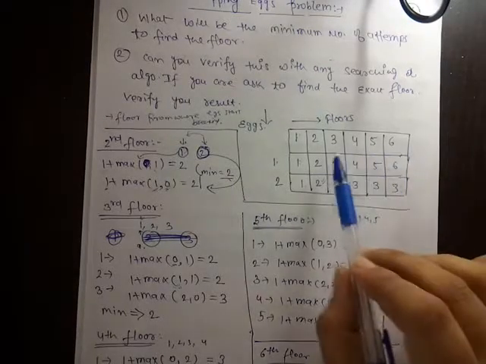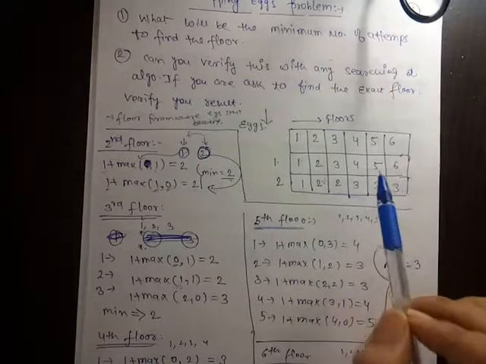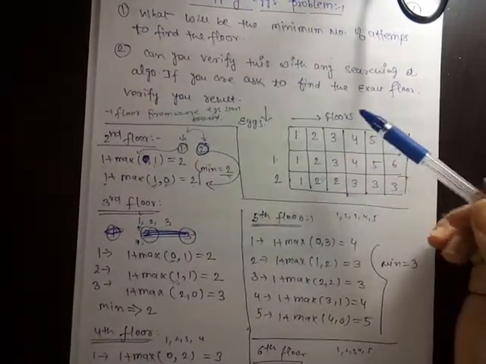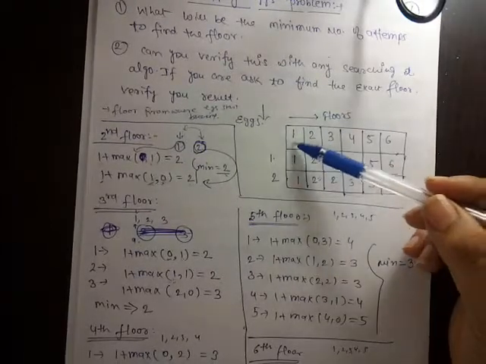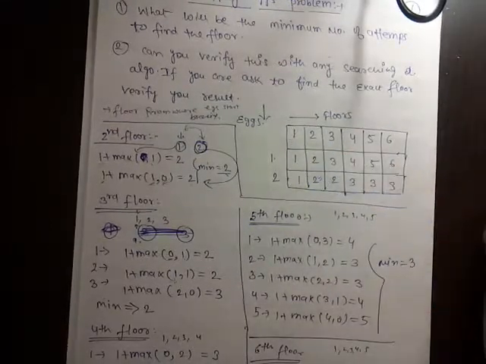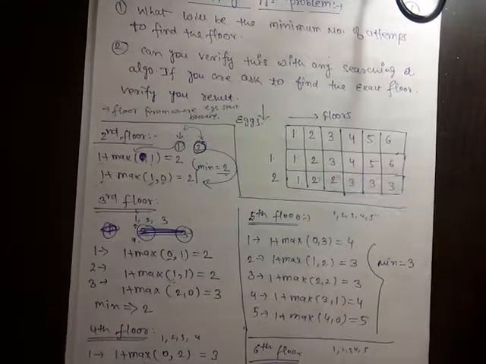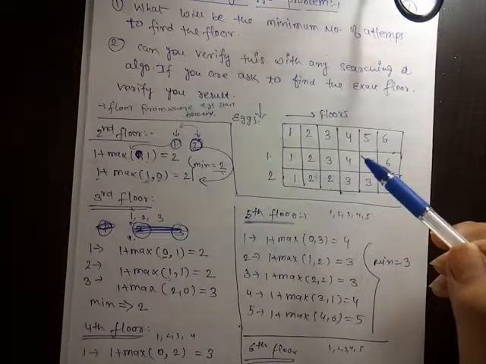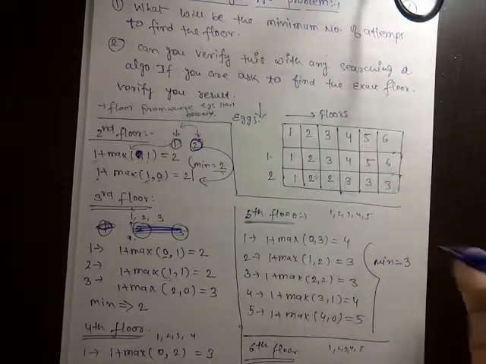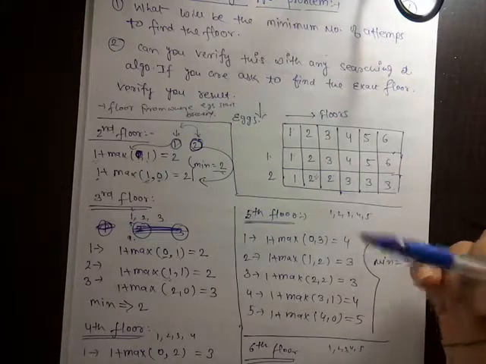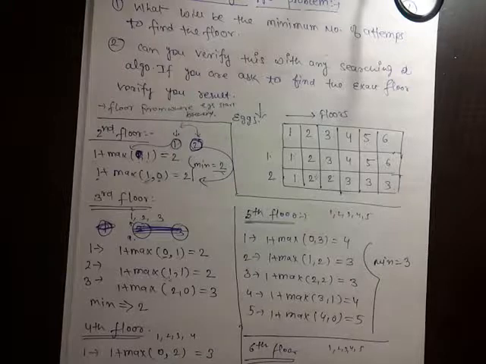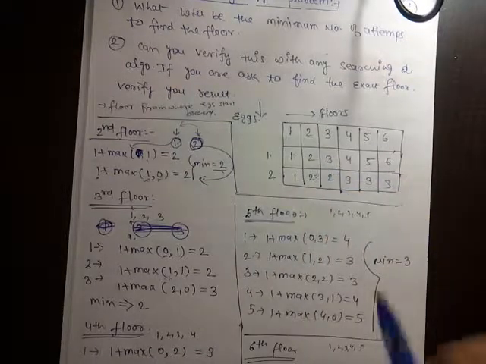For that I have created a table. It is a two-dimensional table. Its columns represent the floors and the rows represent the number of eggs. Okay, so let me fill it. Suppose I have one egg and I need to find the floor from which my egg will start breaking. For the first floor I will go to the first floor and throw my egg. So one attempt will be required.